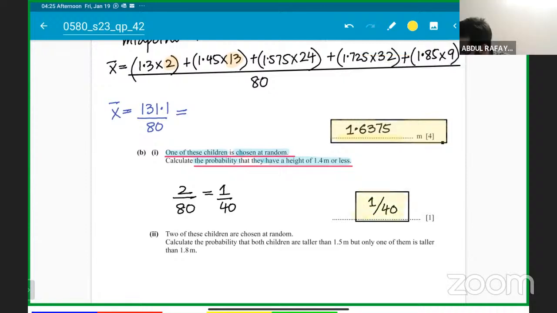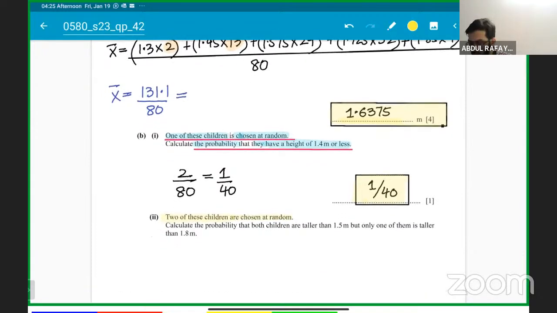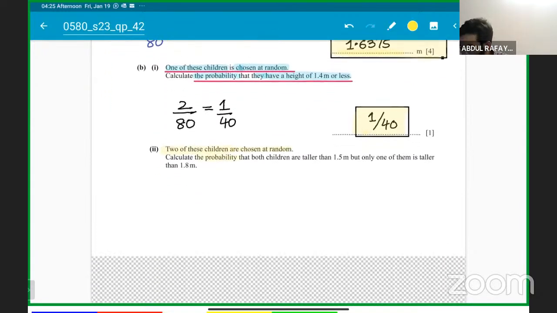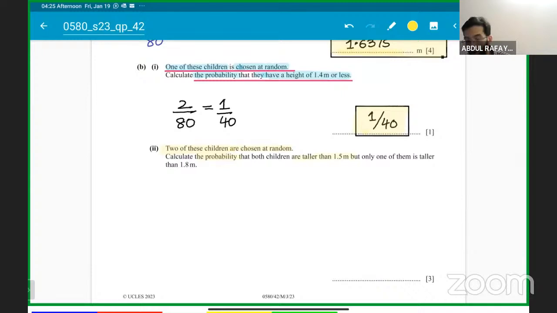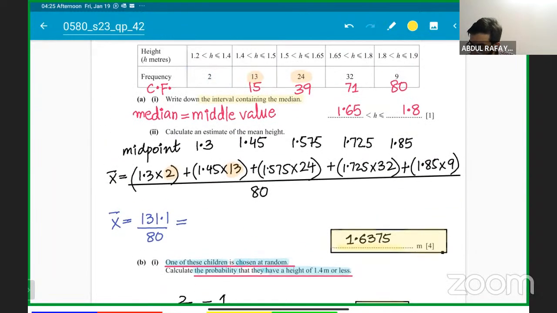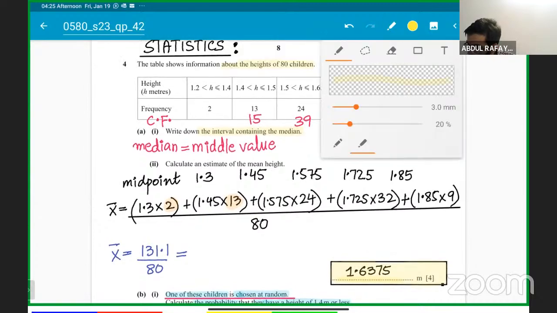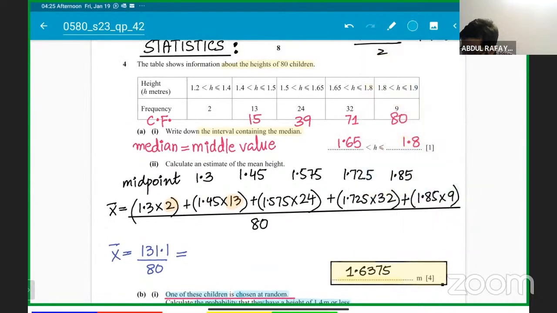Then we have another question. 2 of these children are chosen at random. Now we are choosing 2 children. We have to calculate the probability that both children are taller than 1.5 meter, but only one of them is taller than 1.8 meter. Okay. So follow carefully. 2 children are chosen and both of them are greater than 1.5, but only one of them is greater than 1.8. Everyone getting it? Is everyone following with me?